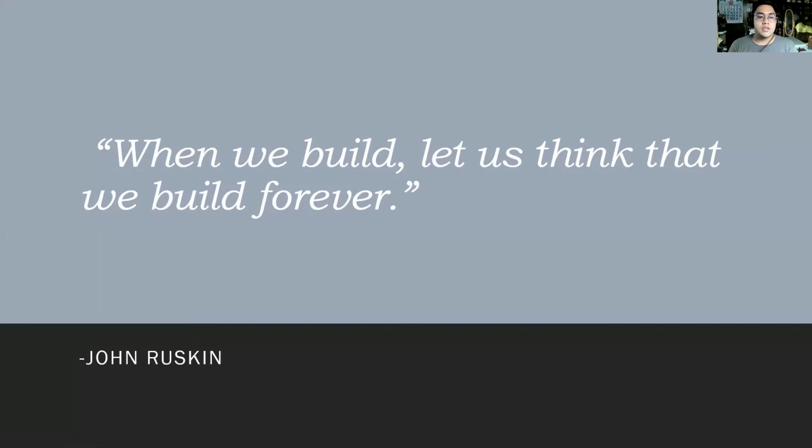First, I will discuss this quote. When we build, let us think that we build forever. Let it not be for present delight, nor for present use alone. Let it be such a work as our descendants will thank us for.